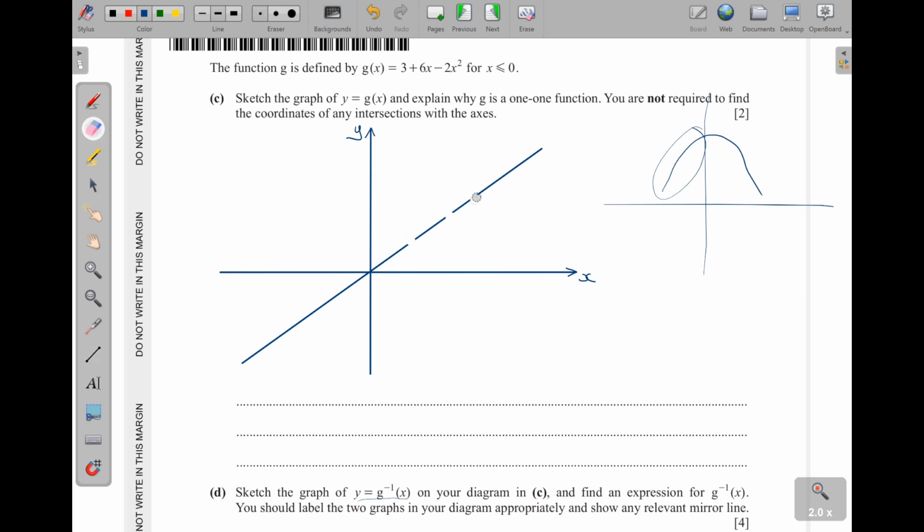Let me make this one dotted. This is the line y equals x. Remember, when we are finding the inverse of a function, we interchange x and y. That's why they are mirror images in this line. This one, remember, is an N-shaped curve because the coefficient of x squared is negative. So it will come like this.